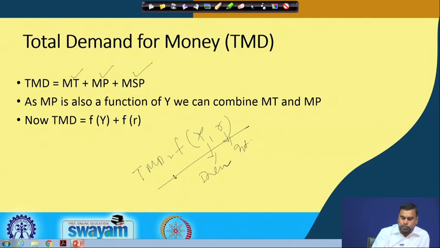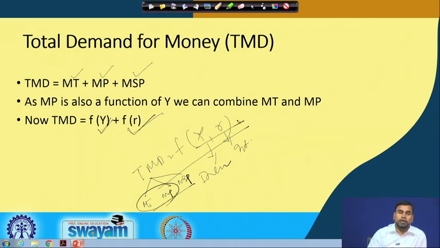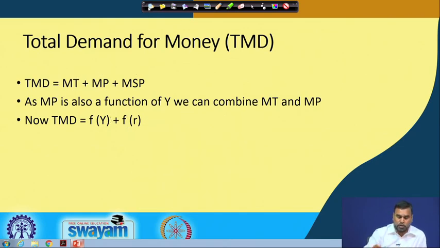And here if you decompose it into three, we have the transactions demand, the precautionary demand, and then the speculative demand. Both transaction demand and precautionary demand are a function of y, and the speculative demand is a function of r. Then finally, the total demand for money is a function of interest rate and income. So, this is the total demand for money.